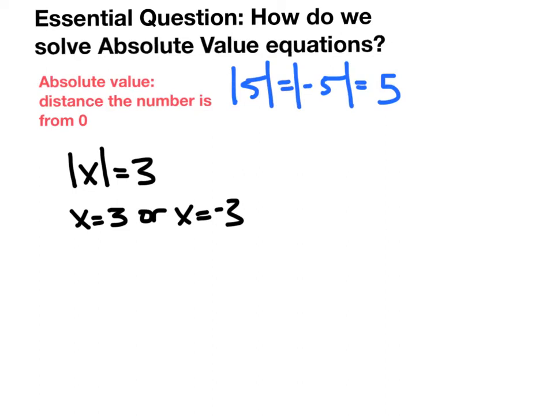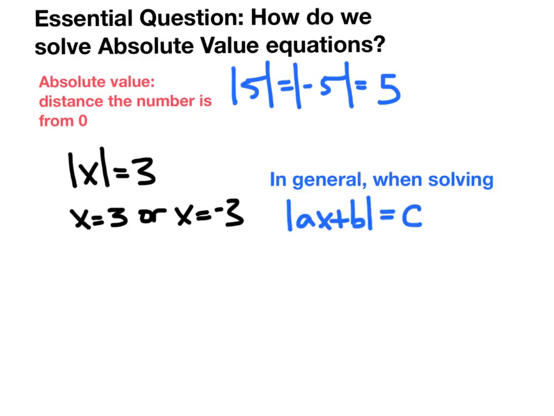So in general, when you're solving the absolute value of ax plus b is equal to c, set ax plus b equal to +c and ax plus b equal to -c. All right, let's look at some examples.